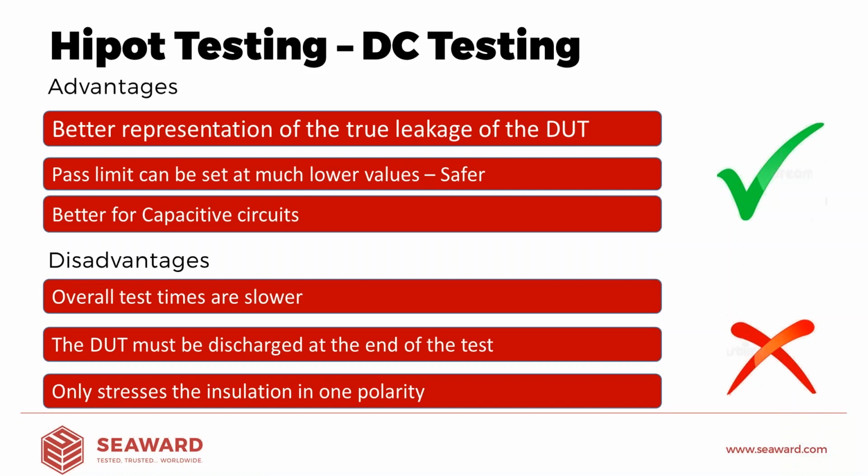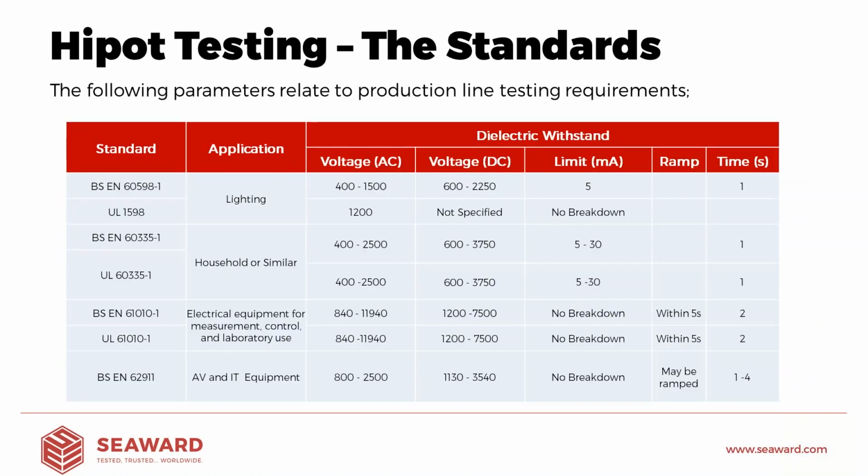So we're briefly going to move on now and just have a look at some of the test standards, probably the more common standards that we see through our customer base. So we've put 4 main applications up there: lighting, household equipment, measurement, control equipment, the standard that us at Seaward making Hipot testers have to comply with, and then audio, visual and IT equipment. And we've broken this down so you can see the differences between the voltages. They range from anywhere from 400 volts at the maximum up to 11,000 volts, depending on the type of product that we're testing.